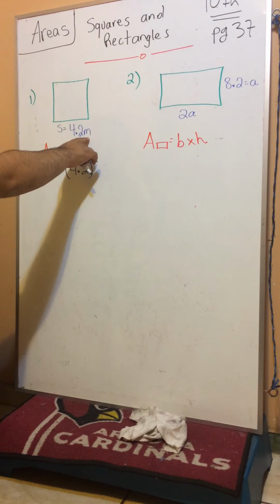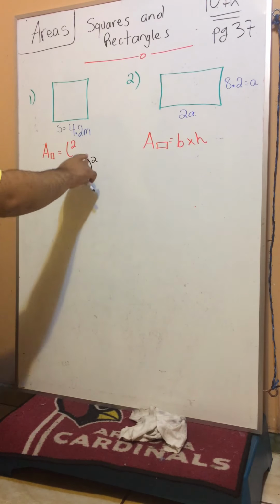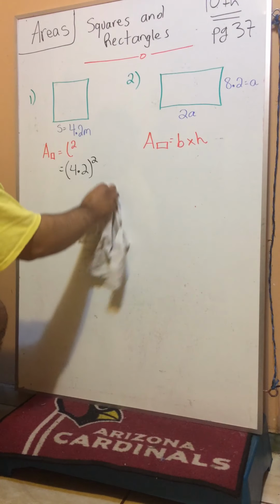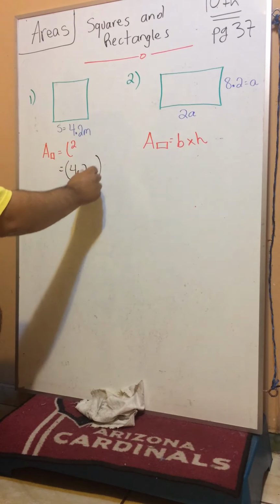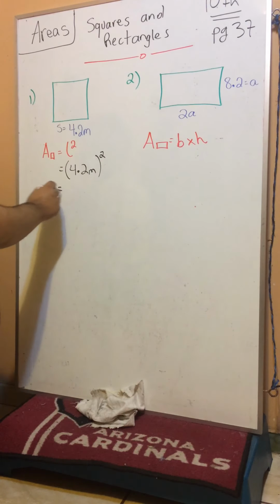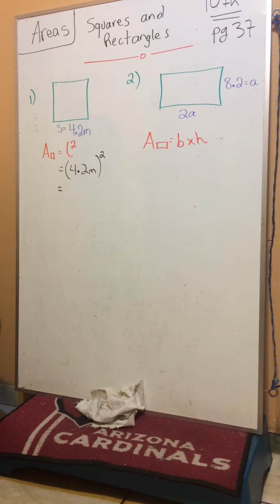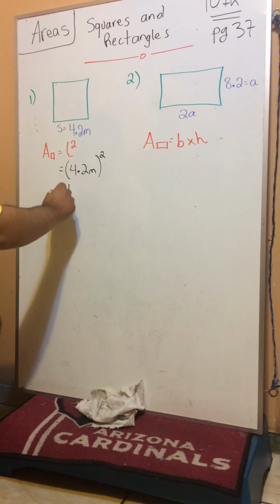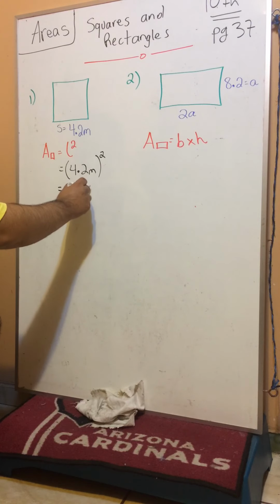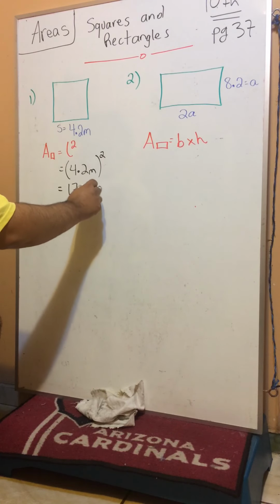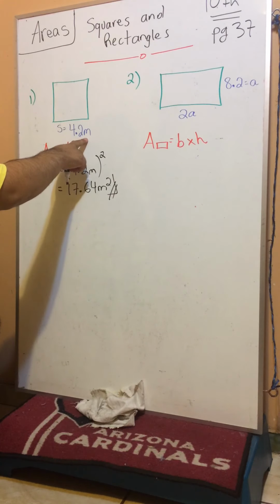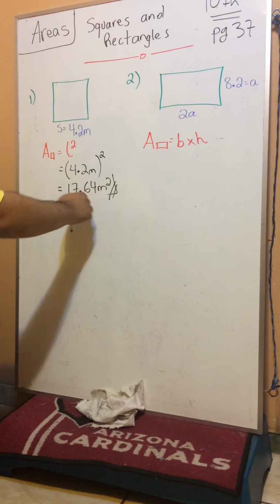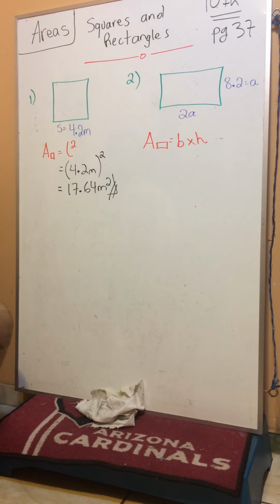Now remember, if the measurement is in meters, we'll need to work the area in meters squared. So when we have 4.2 squared, if we do it in our calculators, we'll have 17.64 meters squared, because these are the units. The original units were meters. In areas, we're talking about meters squared. Pretty simple.